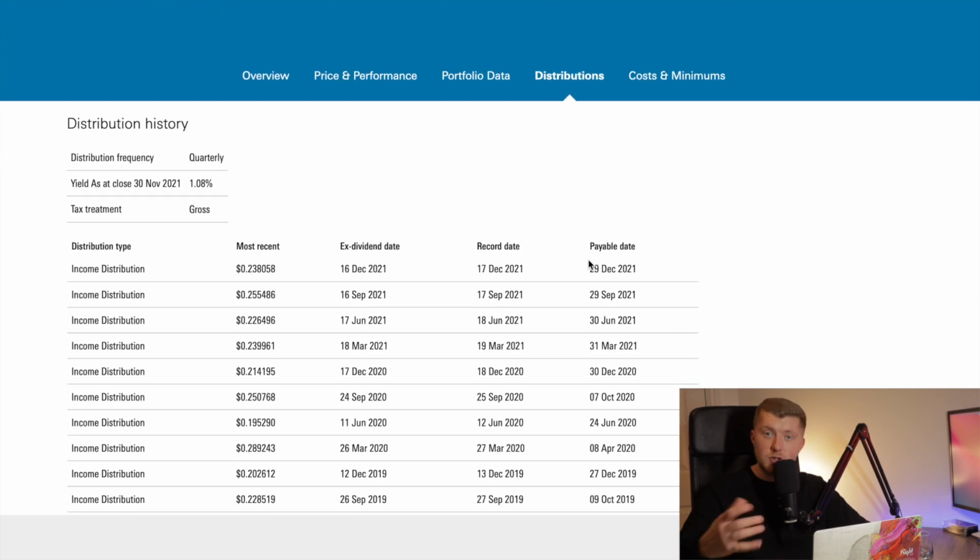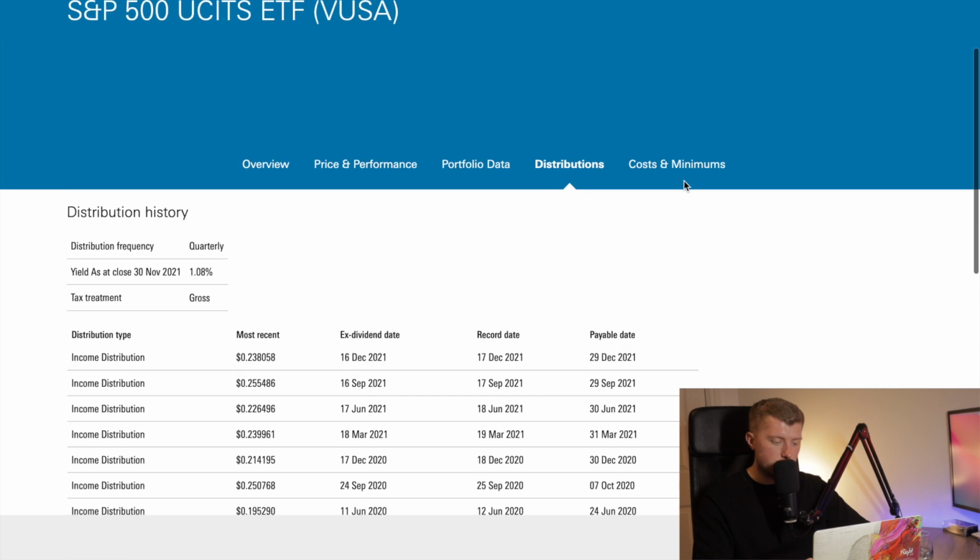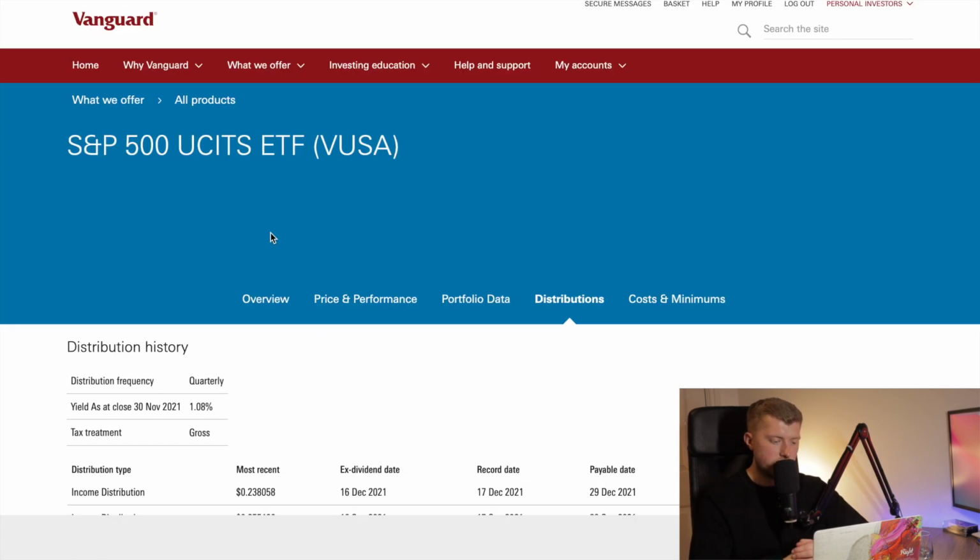For those of you who are interested in getting a little bit of a dividend, it's not the biggest paying dividend, but you can see you do get a small dividend of 1.08% on a quarterly basis, which is pretty sound to get that dividend every single quarter. That's the S&P 500 in a nutshell. That's kind of the Vanguard platform.